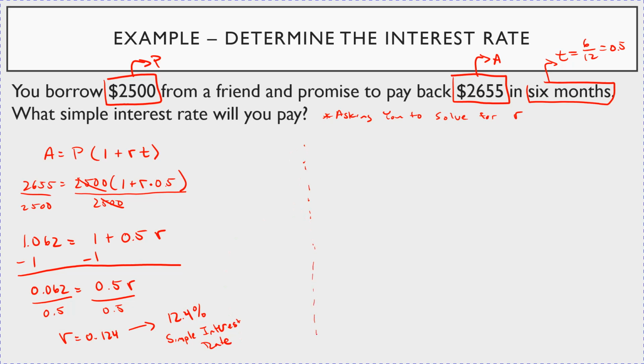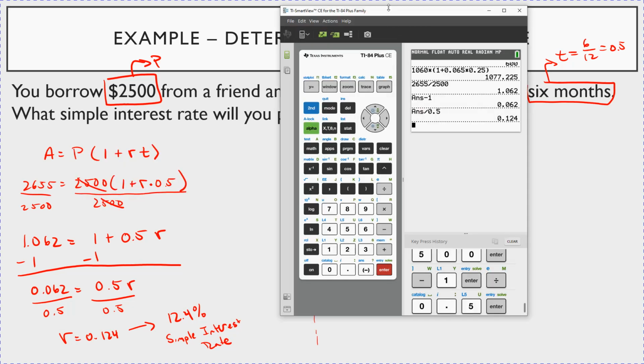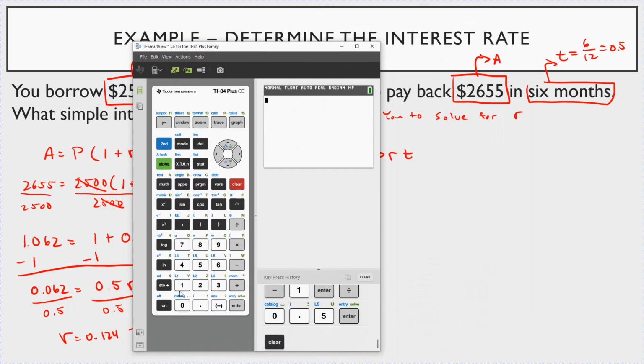So look, you could also solve this using this formula, right? Interest is equal to principal times rate times time. Well, look, if you have $2,500 and you're paying back $2,655, how much total interest did you pay? Well, just figure it out. 2,655 minus 2,500. And you paid a total of $155 in interest.